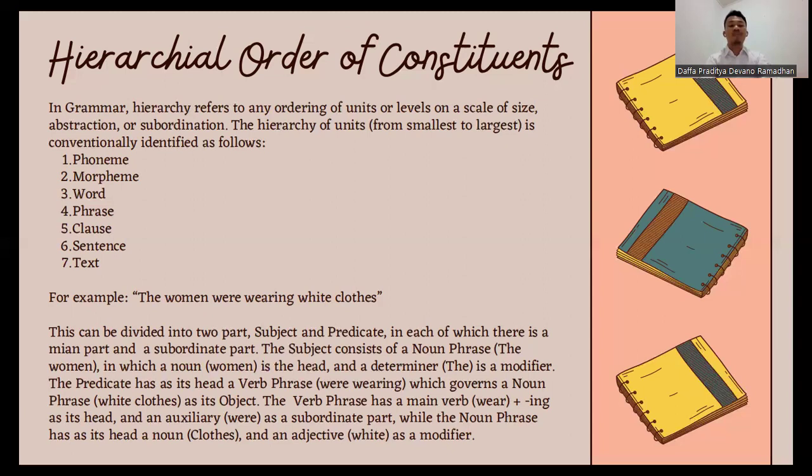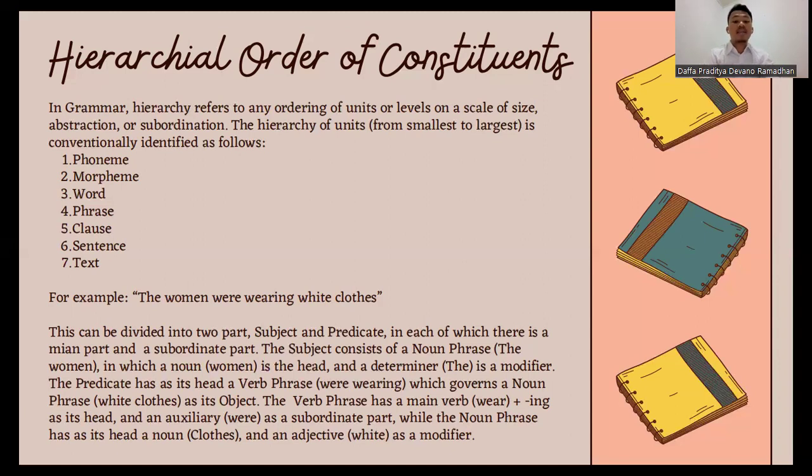This can be divided into two parts, subject and predicate, and in each of which there is a main part and a subordinate part. The subject consists of a noun phrase or NP, the woman, in which the noun woman is the head, and the determiner the is a modifier. The predicate has as its head a verb phrase or VP, wearing, which governs the noun phrase white clothes as its object.